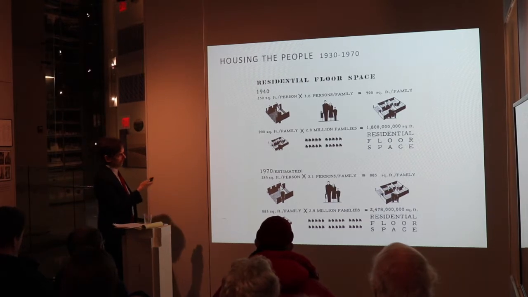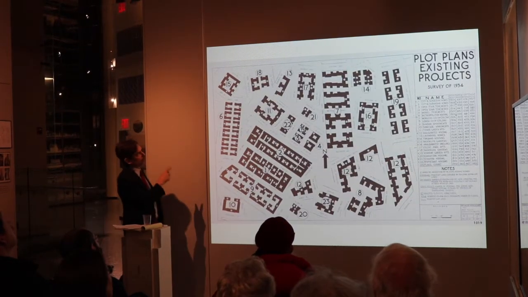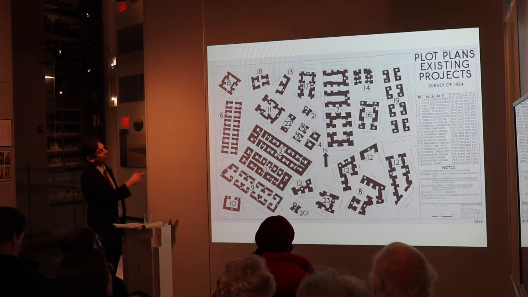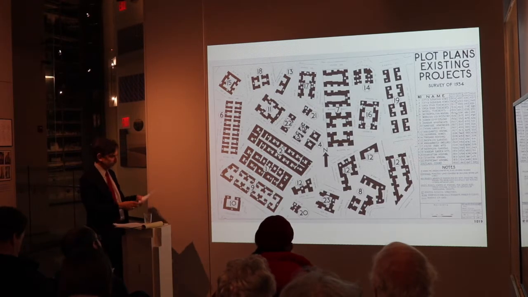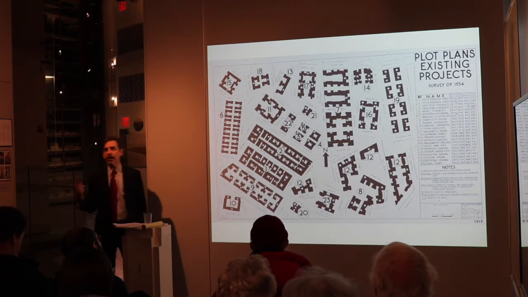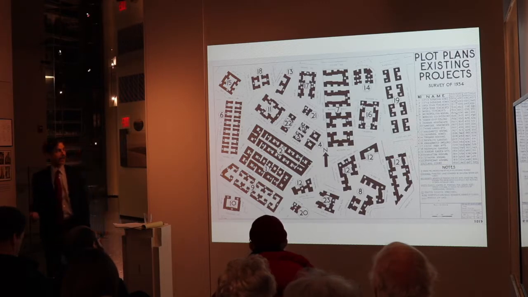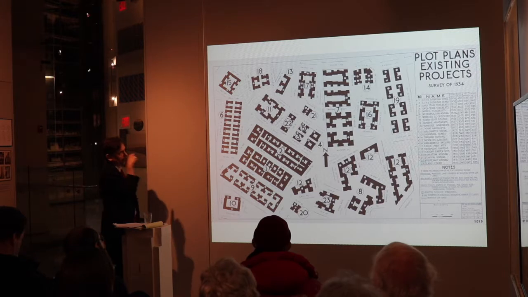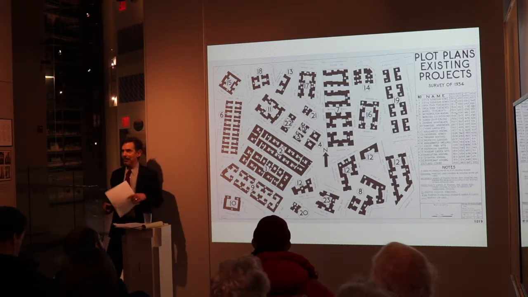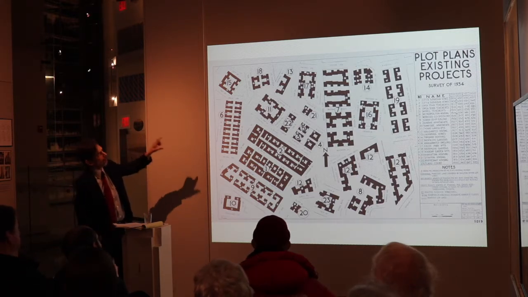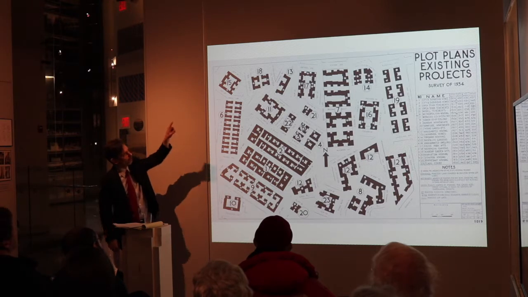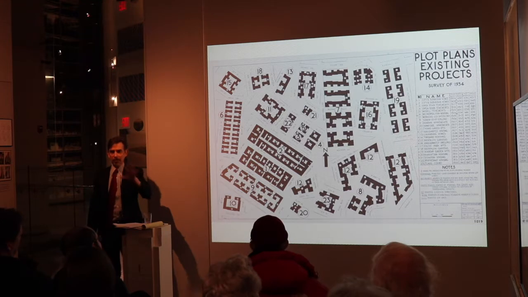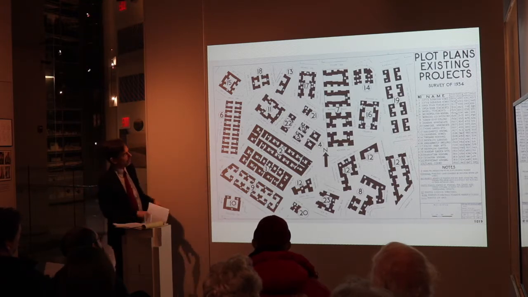Hilary Sample was particularly intrigued by this image, which comes from 1934, the year that NYCHA, the New York City Housing Authority, is created. The staff of NYCHA created this diagram. This is an imagined landscape. This doesn't exist anywhere. But what it is showing are the footprints of housing that was built for people of modest means over a period of time.